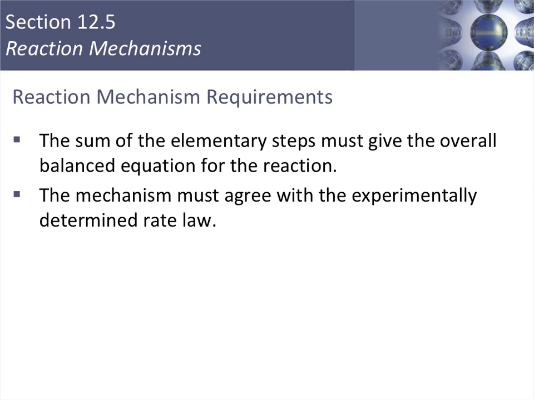Okay, so first just a few details. The sum of all of the elementary steps must add up to give the overall equation, and these steps, which are referred to as the mechanism, must agree experimentally with the rate law that you determine by experiment. And again, we'll see what that means in a little bit. But anyway, this is what we mean by a mechanism. So a mechanism is the series of elementary steps that eventually give the overall reaction that we're looking at.